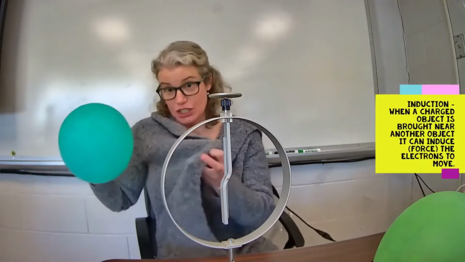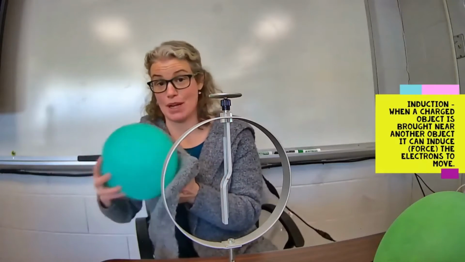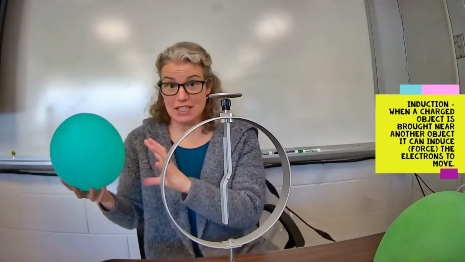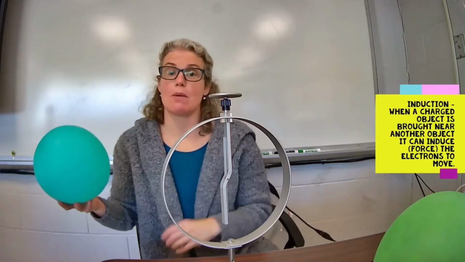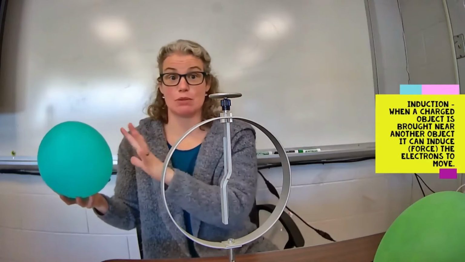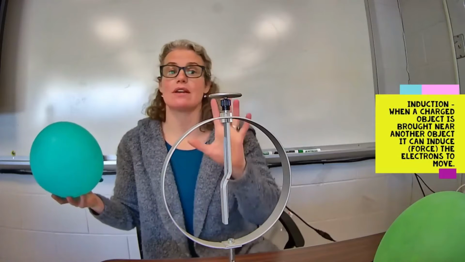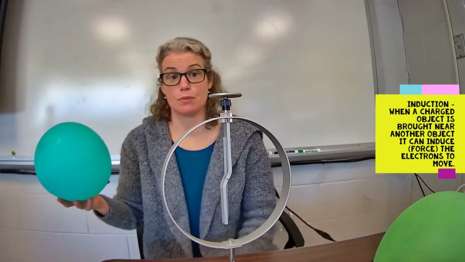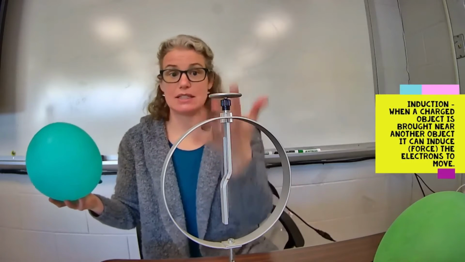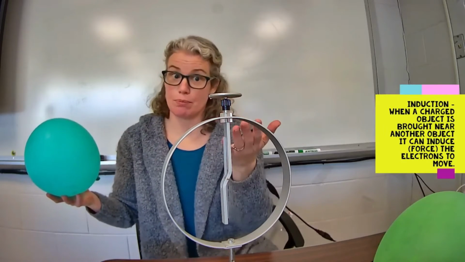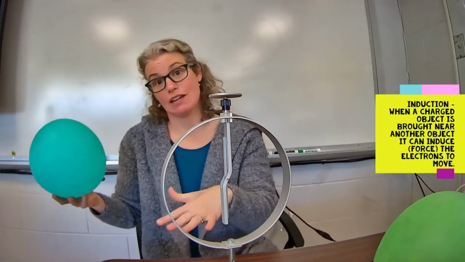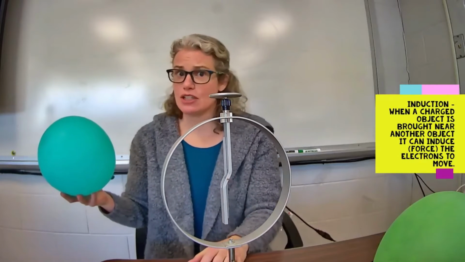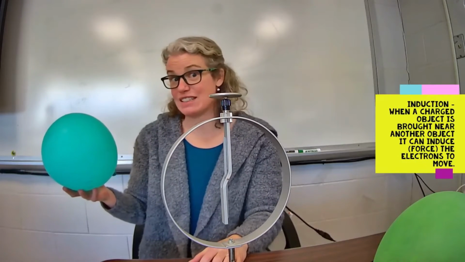So to show induction, I will charge the balloon by rubbing. Now the balloon has a negative charge. I'm not going to transfer the negative charges to this, but I'm going to use the negative charges in the balloon to influence the charges that are already present in the electroscope. What I mean by that is that this is made of atoms. And so there's positive particles, protons, and negative particles, electrons. Because it's made of metal, those electrons can flow very easily.